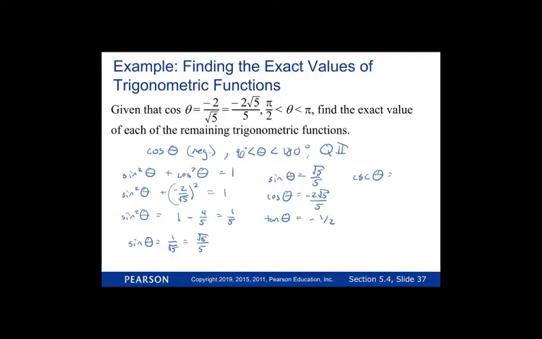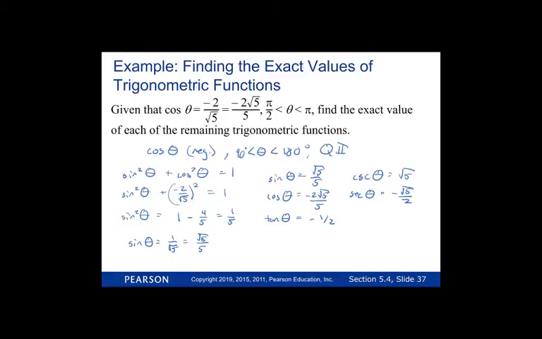Keep going. 5 root 5 over 5. Yep, if you simplify it, we'll get this, okay. What's the reciprocal of cosine? Secant. Oh yeah, secant. Is it negative 10 over root 5? I think it's going to be negative root 5 over 2, right?